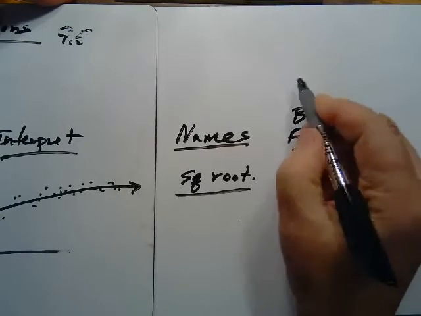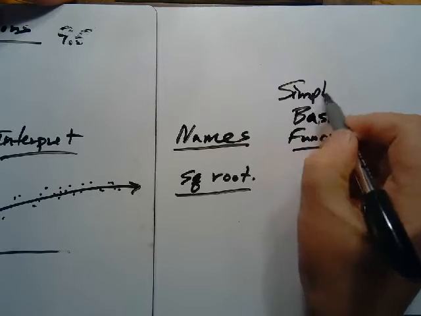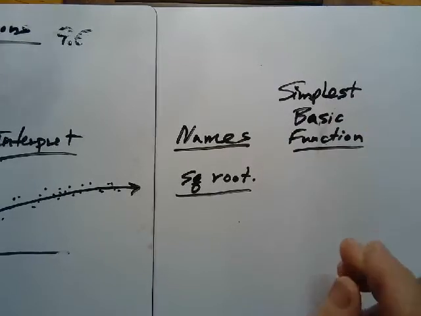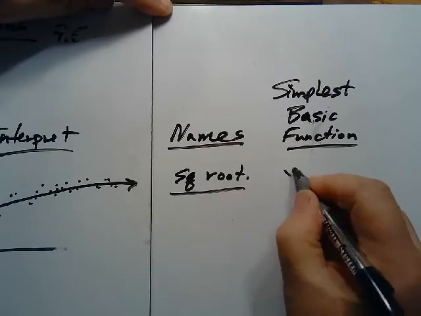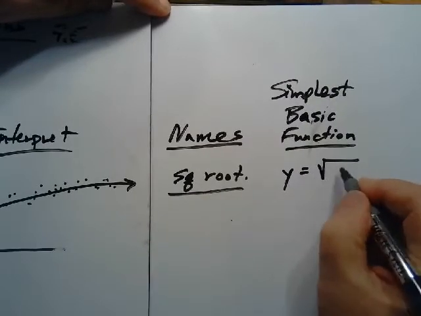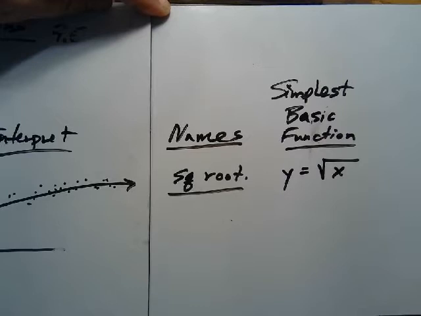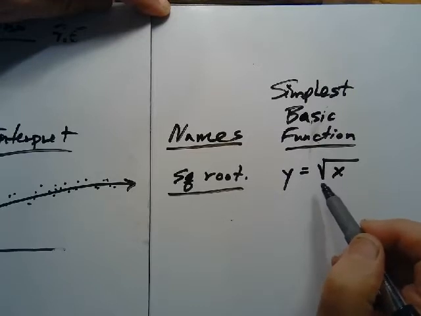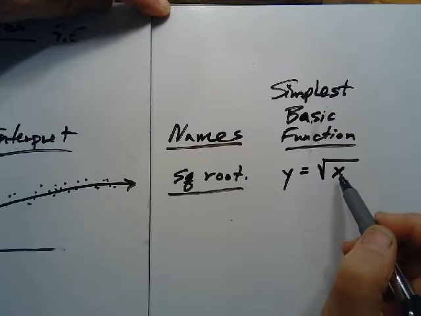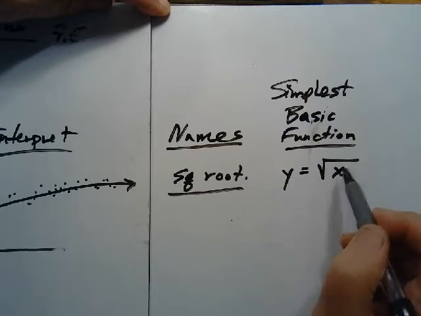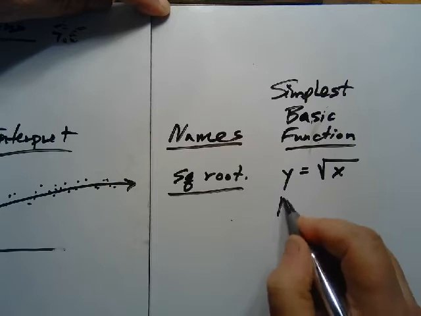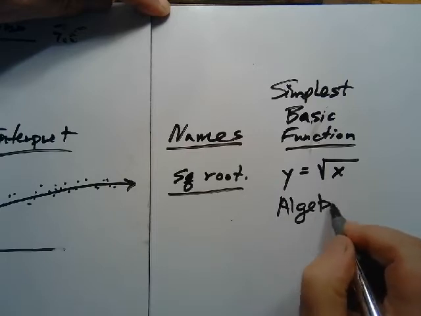And I think I'll write the word simplest up here because there's all kinds of things we can do to the function, but the simplest function, well, a square root function is basically this: the square root of x. And so if I have a table and I plug in values for x and I get y values, I will have a function that I know how to write as an algebra function.